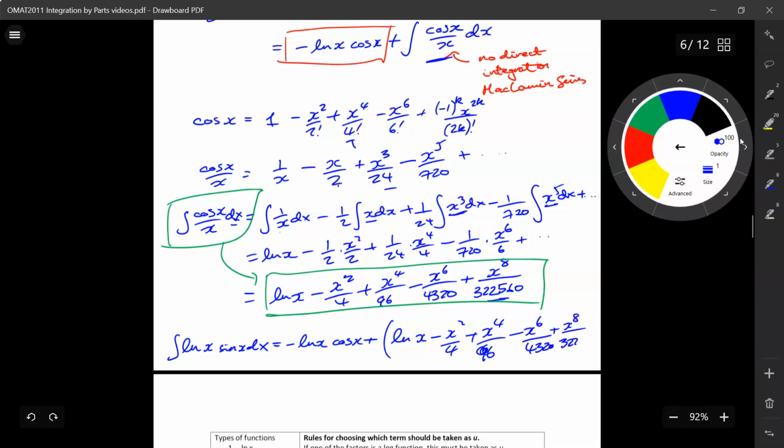So you could go on to infinity with all these terms, but you'll find that after a certain number of terms, your answer should be accurate enough. Okay, that's that one completed.